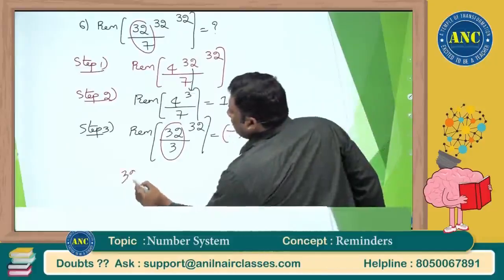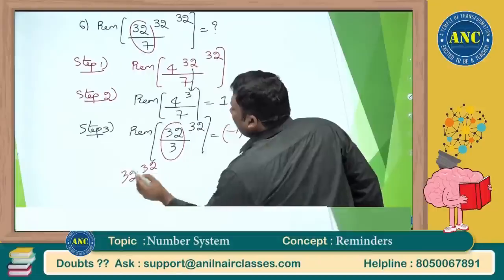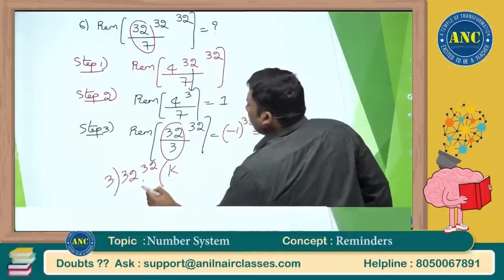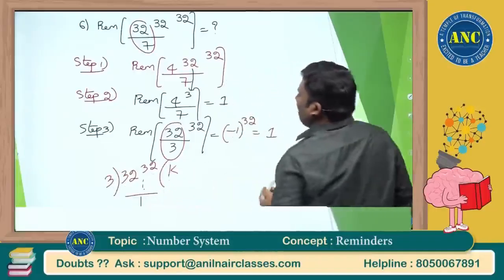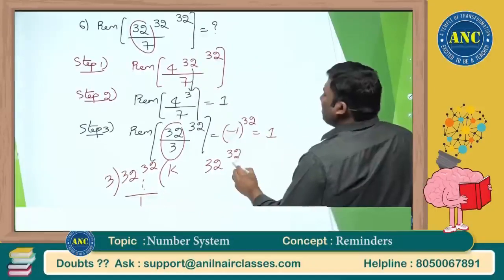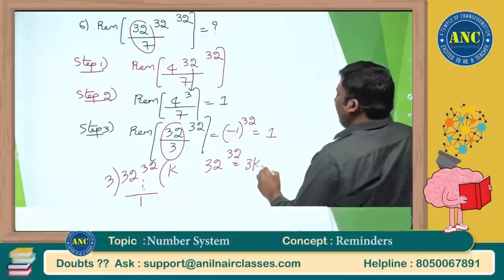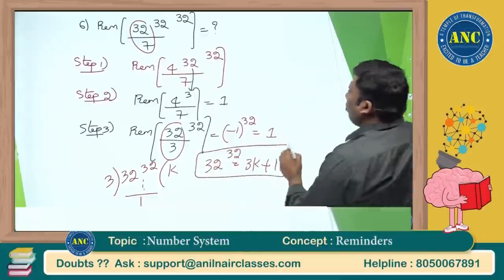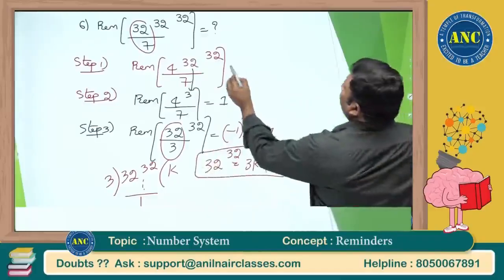So 32 power 32 is the dividend. It is divided by 3. The quotient I don't know, but the remainder is nothing but 1. Dividend is equivalent to divisor into quotient plus remainder. So 32 power 32 is divisor into quotient plus remainder.